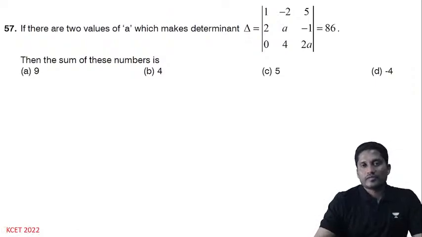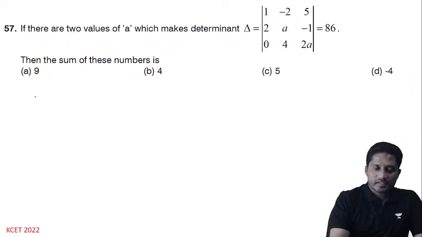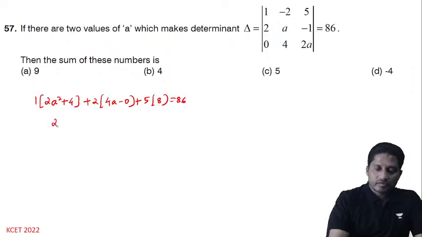Okay, question number 57. If there are two values of A which make the determinant 86, what is the sum of those numbers? If I expand this determinant, this is 2A square plus 4, plus 2 into delete first row second column, this is 4A minus 0. Delete first row last column, this is 8, is equal to 86. So 2A square plus 4 plus 8A plus 40 is equal to 86.